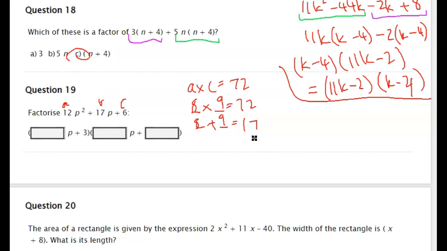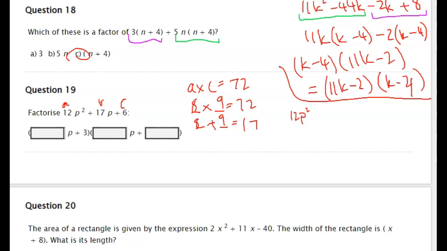Awesome. 8 plus 9 is 17. So when we're now going on to factorize, we keep the first term, 12p. Actually, do you know what I'm going to do? I'm going to do that a little bit higher, just so I can write on the page. All right, so we keep the 12p squared.